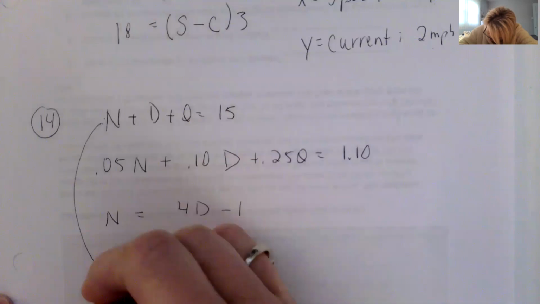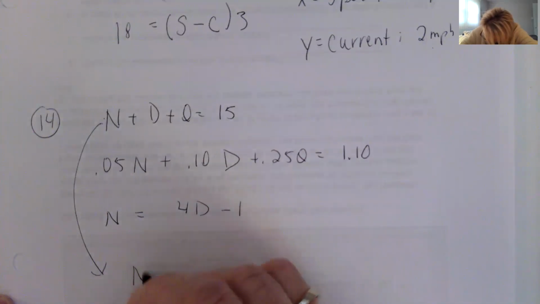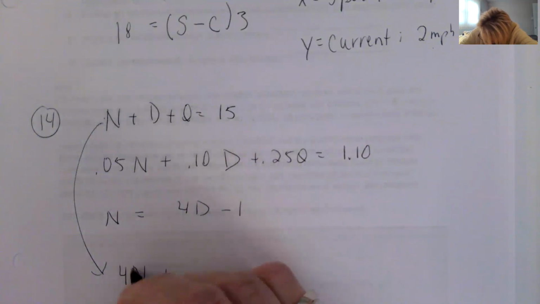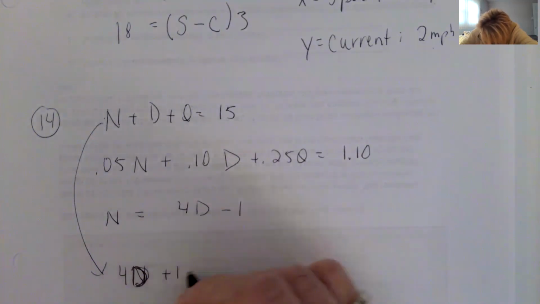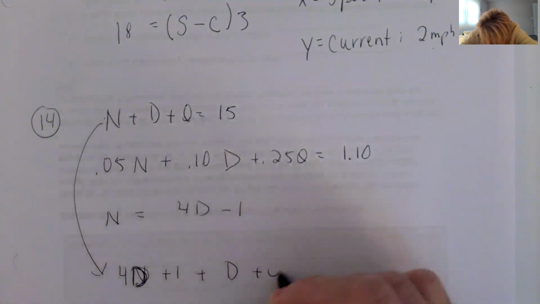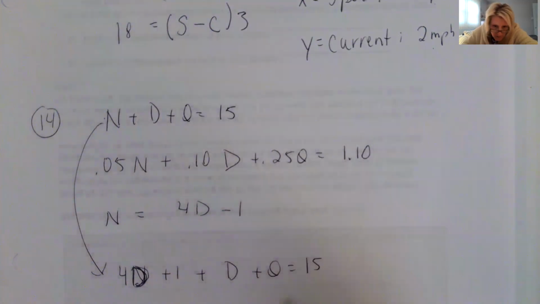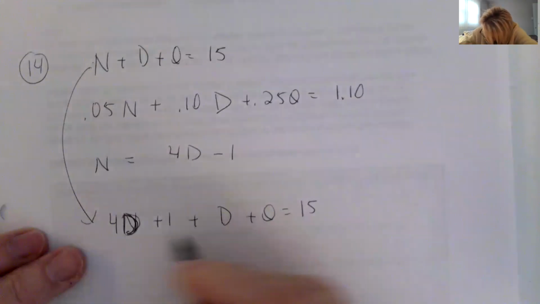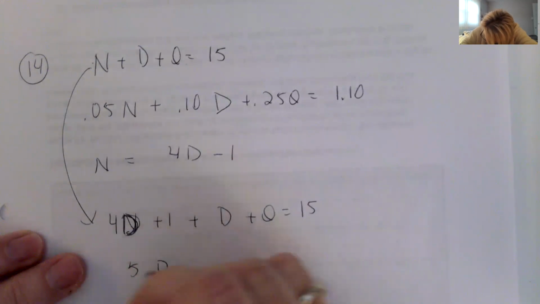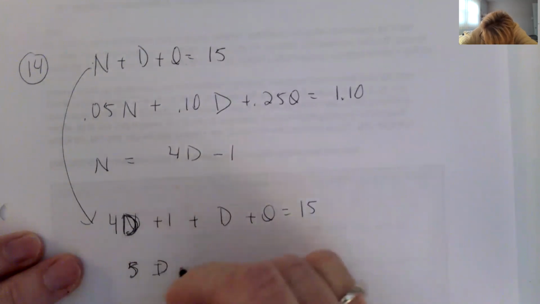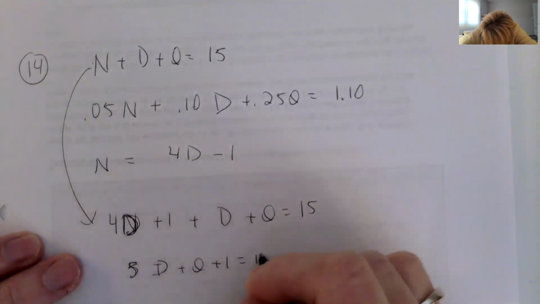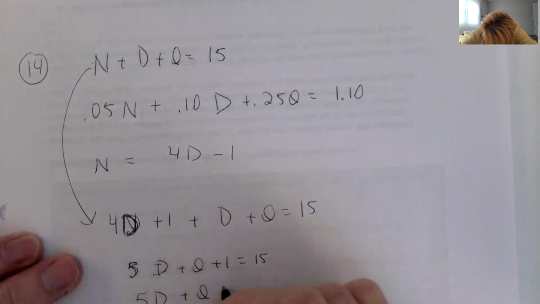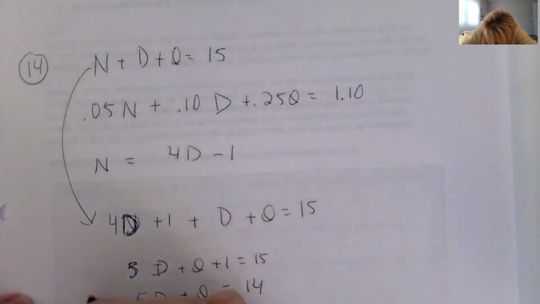So we can rewrite row 1 with N plus, we know N is 4D plus 1, plus D plus Q equals 15. So when we combine the D's, we've got 5D plus Q plus 1 equals 15, or 5D plus Q equals 14 when we subtract 1. So there's our row 4.